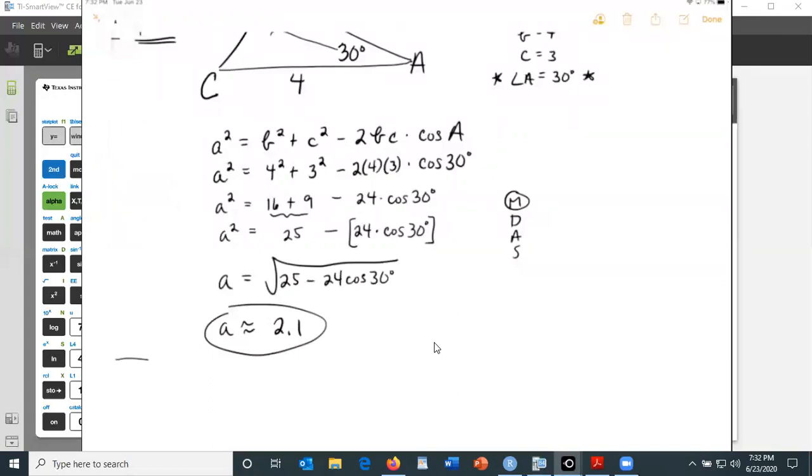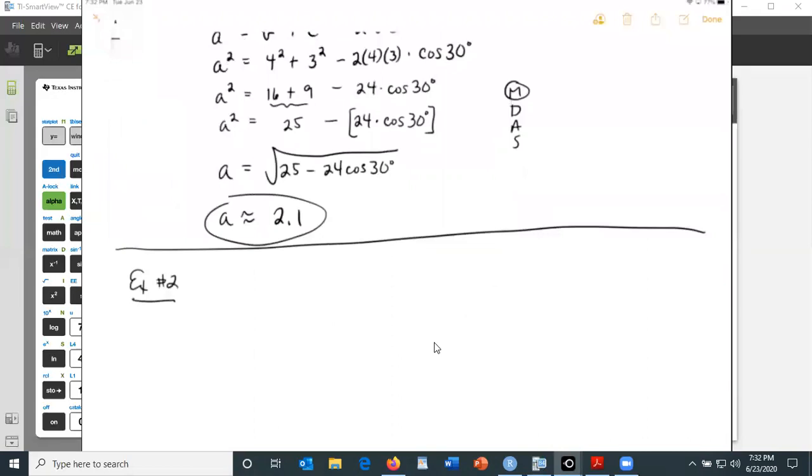Let's do example number 2. All right, so let's say, for example, we have this triangle. Let's say we have an angle of 120 degrees here at angle B. And then the two sides that we have are, let's say, 10 and 14.